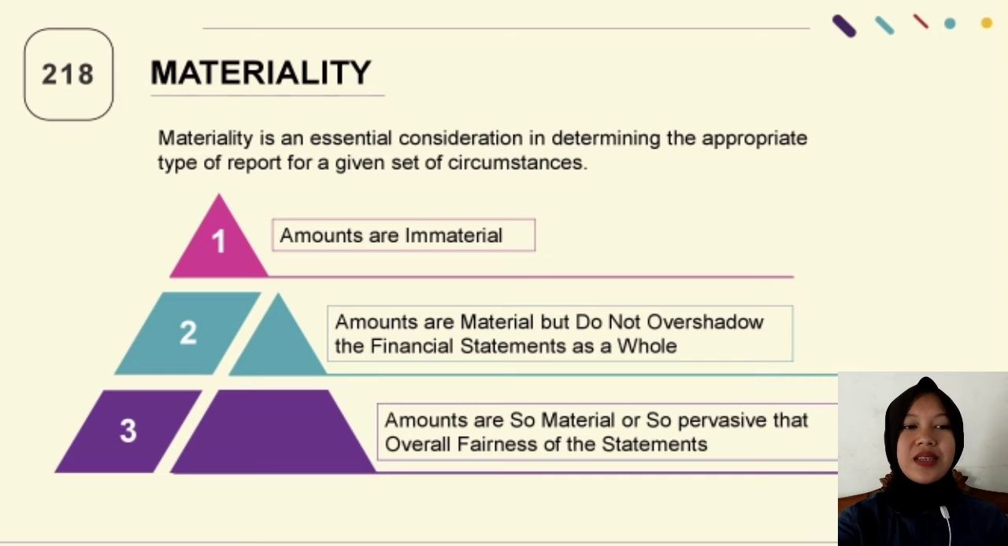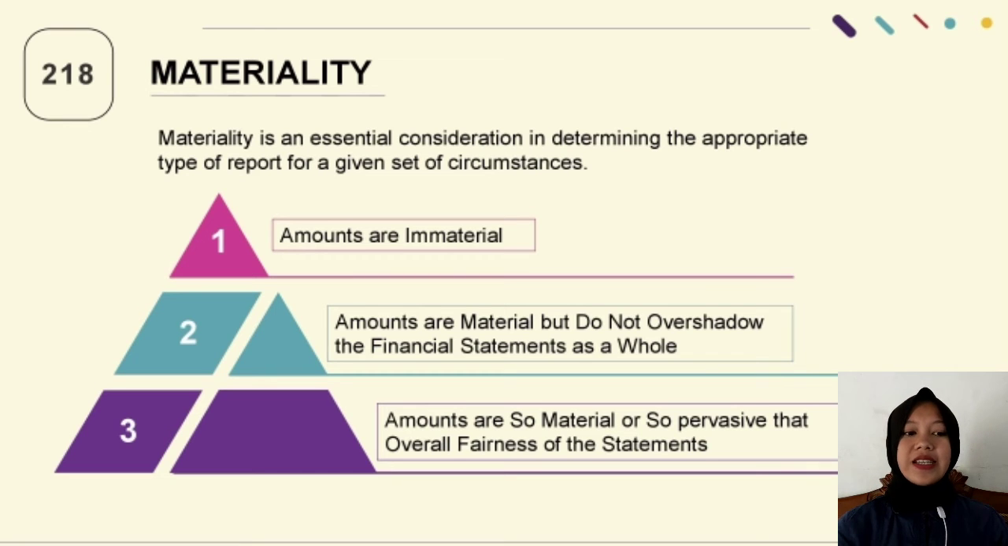Okay, you can see in this slide, guys, that there are three types. The first is amounts that are immaterial. The amount is immaterial when a misstatement in the financial statements exists, but is unlikely to affect the decision of a reasonable user. It is considered to be immaterial. An unmodified opinion is therefore appropriate.